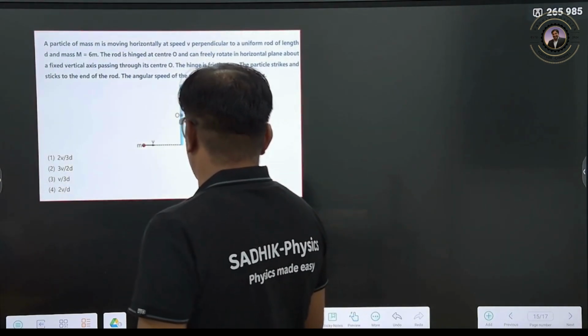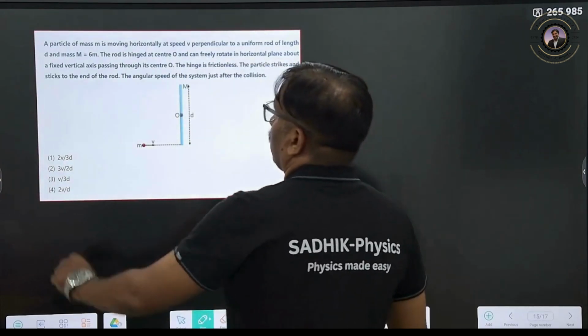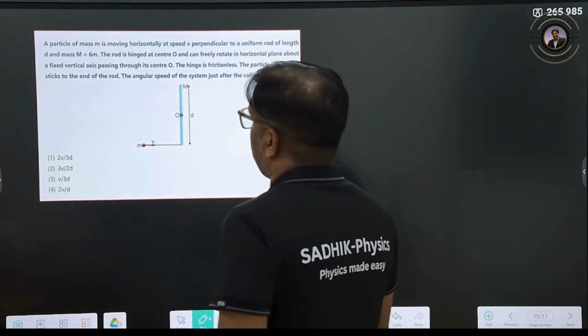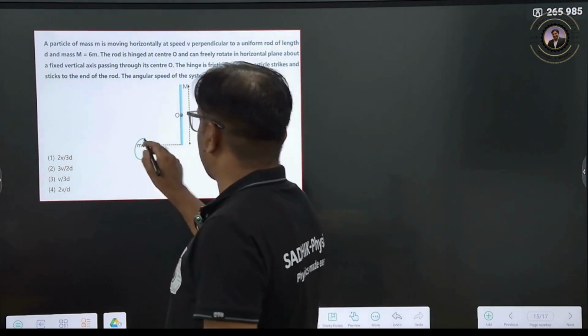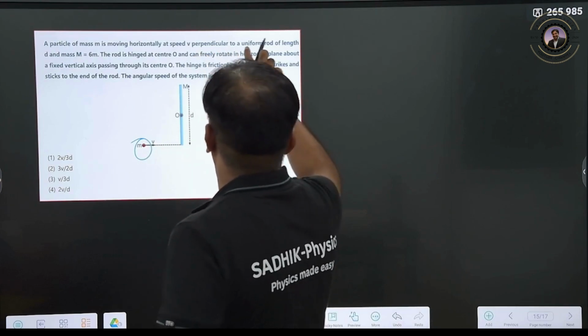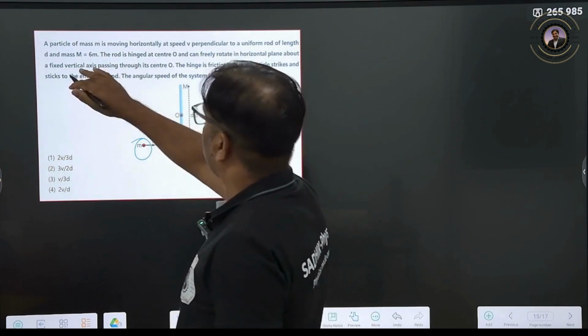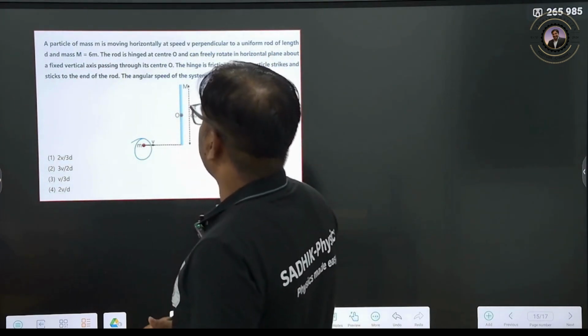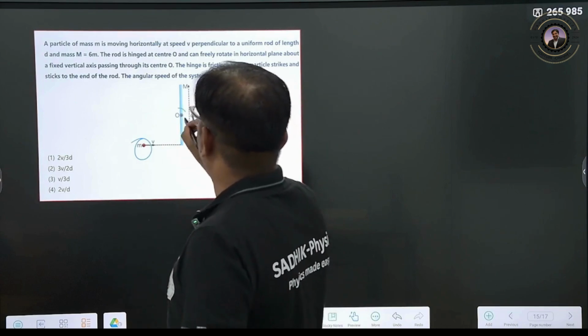Right. One more important question. Here a particle of mass m is there. It has momentum, moving perpendicular to the uniform rod of length d. The rod is hinged at the center.